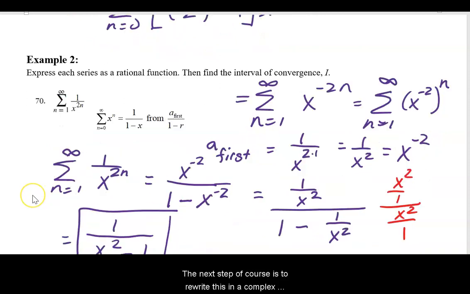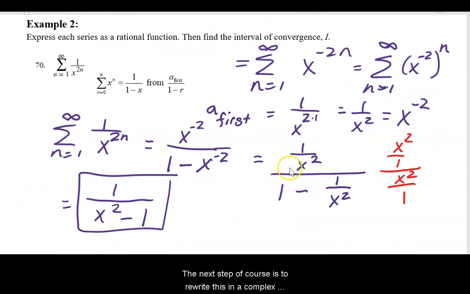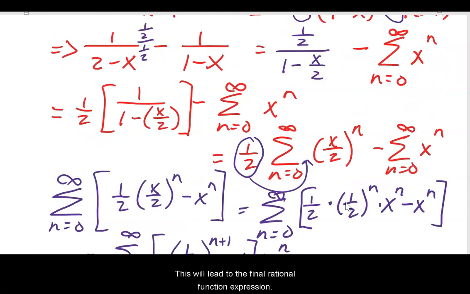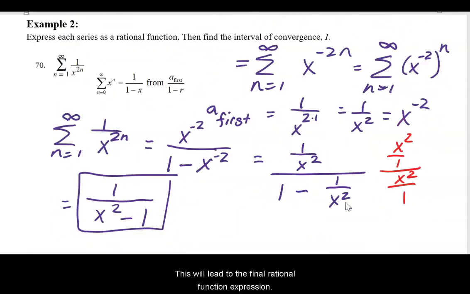The next step, of course, is to rewrite this in a complex fraction form by replacing x to the negative 2 with 1 over x squared in both the numerator and denominator. To eliminate the complex fraction, simply multiply by x squared divided by x squared, which is a form of 1. This will lead to the final rational function expression of 1 divided by x squared minus 1.